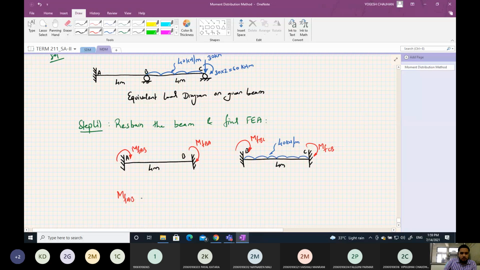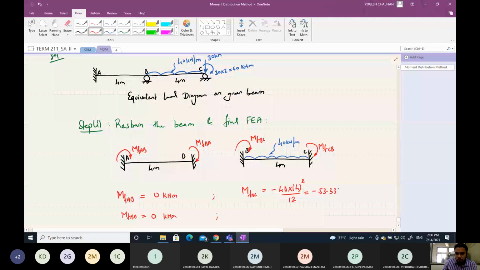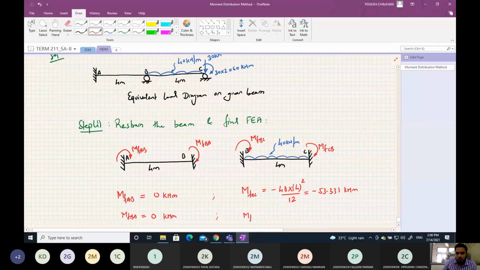So MFAB will be 0 because there is no load on span AB. MFBA is also 0 because there is no load. MFBC will be equal to minus 40 into 4 square by 12, that will be minus 53.33, and MFCB will be 40 into 4 square by 12, that is 53.333 kilonewton meter.